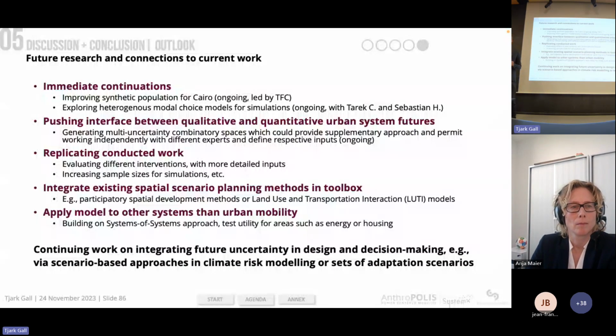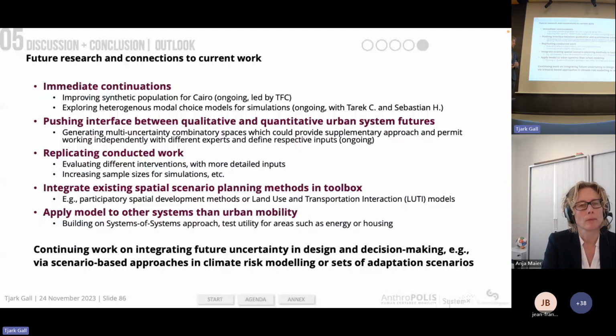Continuations are different, so we are working on improving different components at the moment. There is the objective to improve further the potential of the interface between qualitative and quantitative urban system futures, mostly by looking at ways how we can use quantitative approaches to integrate into the scenario building. Replicate the work either in different contexts with different solutions and so on. Integrate, so I talked about the different layers earlier, people, infrastructures and services. So looking more at the interaction between people and the other two. We focused on people, and possibly see how it would work in areas such as energy, housing, and so on.